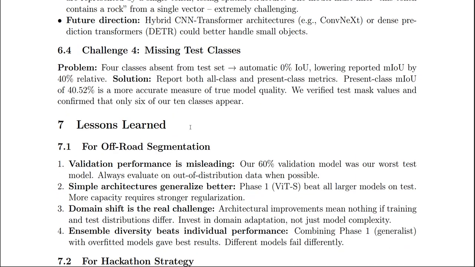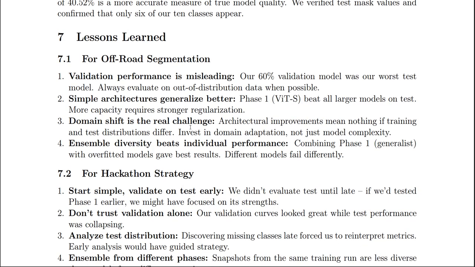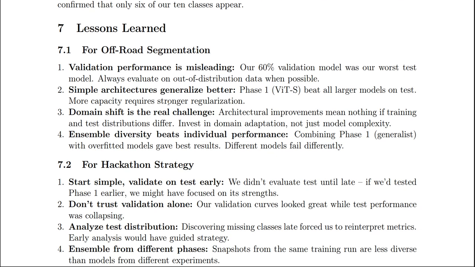Then the last and most important challenge we faced is the missing test classes. Four classes are absent from the test set fully, which lowered our mIoU by 40% relative. And till now we have learned these lessons for off-road segmentation. Validation performance is misleading, as we got 50% validation and very low mIoU on test.